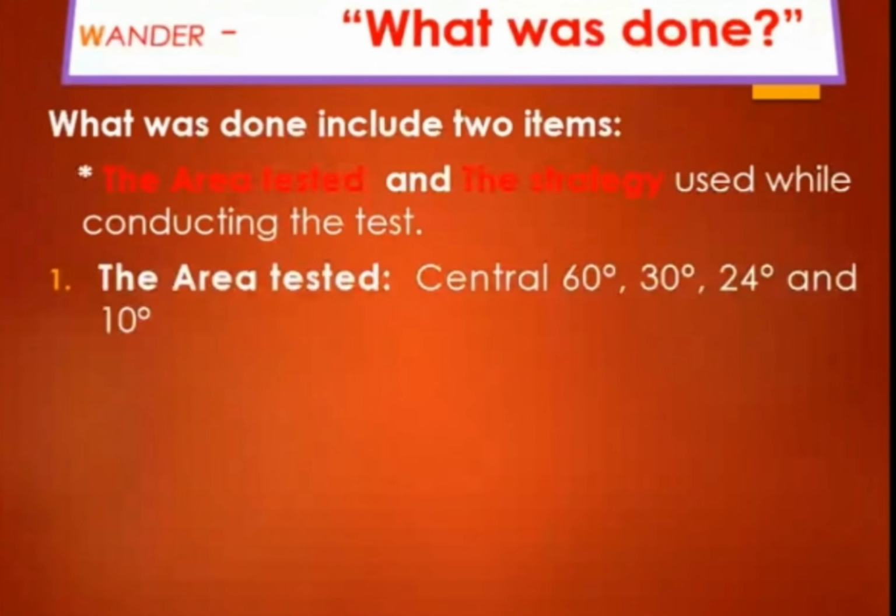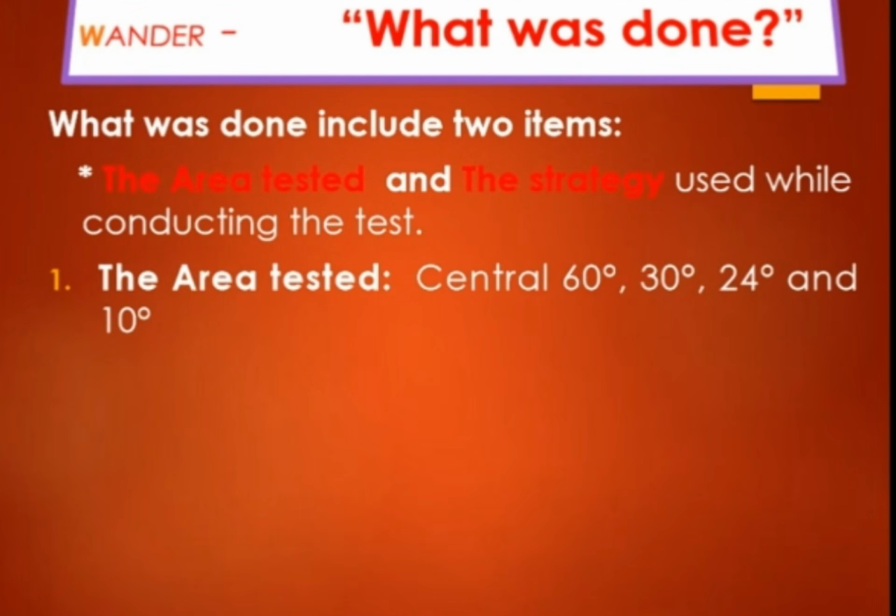in the test. So for the area tested, we'll have the central 60. We also have the central 30, the central 24, and the central 10. The central 30 and the central 24 are identical. They are only 6 degrees apart. So think of the central 10 as a tiny circle spreading out of the central vision up to 6 to 8 inches.